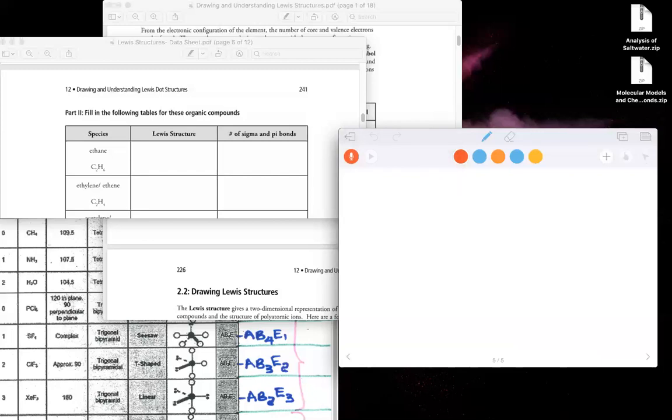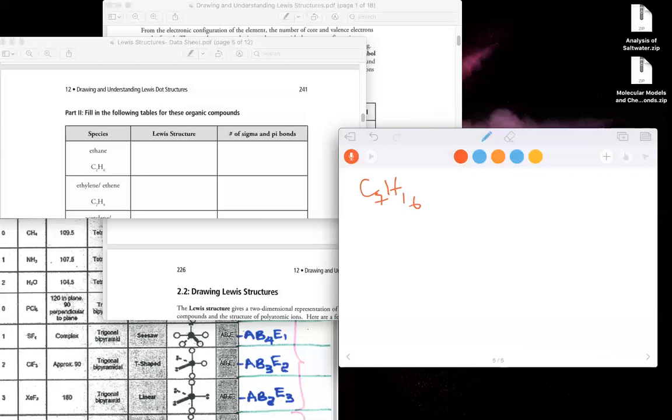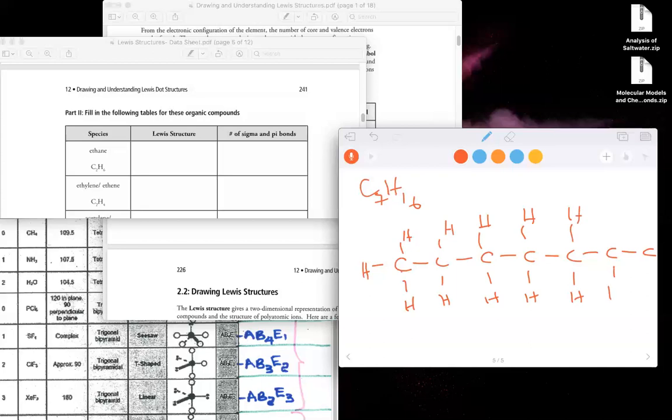I didn't mean to go back there, but anyway, let's see. It was C7H16, and basically what I'm trying to say is, 1, 2, 3, 4, 5, 6, 7. Each carbon has hydrogen hooked up to it, and if you count it, it will add up to 16 hydrogens.